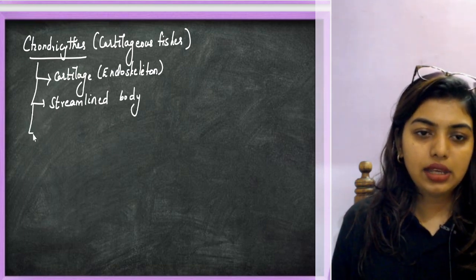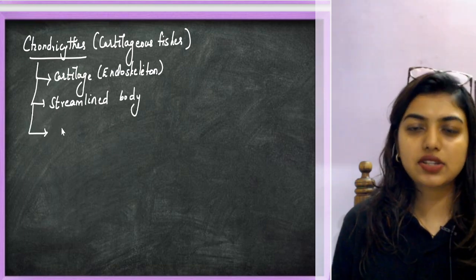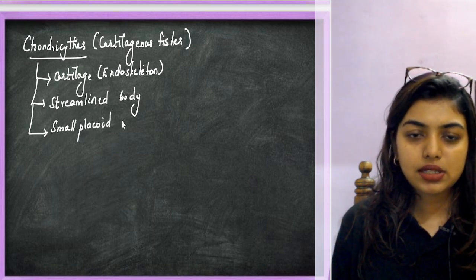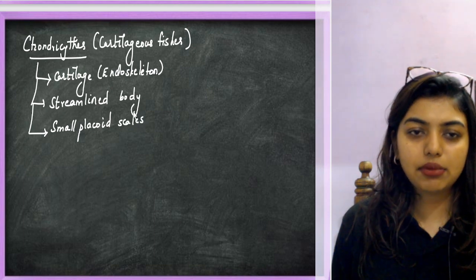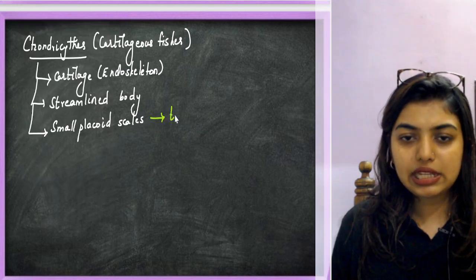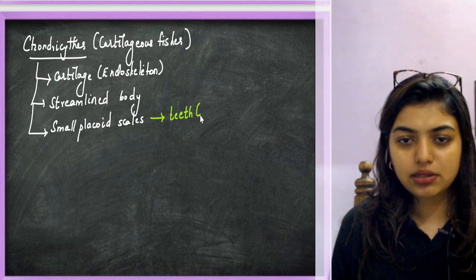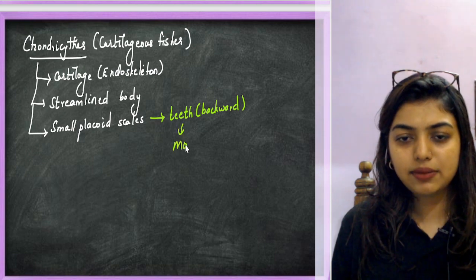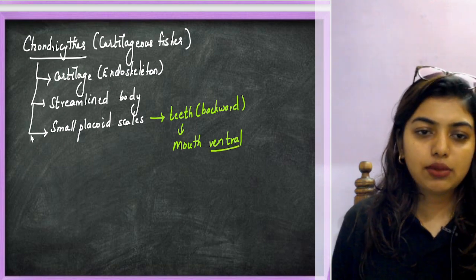Then we should remember that they have small placoid scales, and remember that these placoid scales have got modified to form teeth as well, which are backwards. Now remember, the mouth is ventral. The mouth is present ventrally. Got it? Then what else, students?